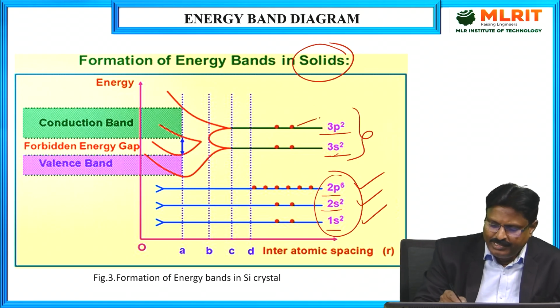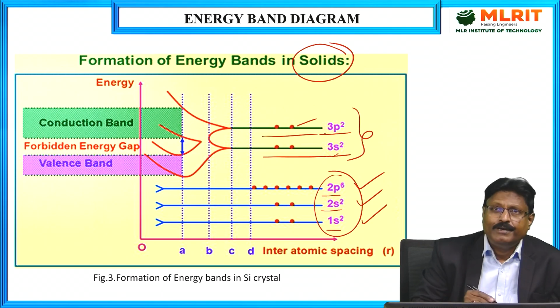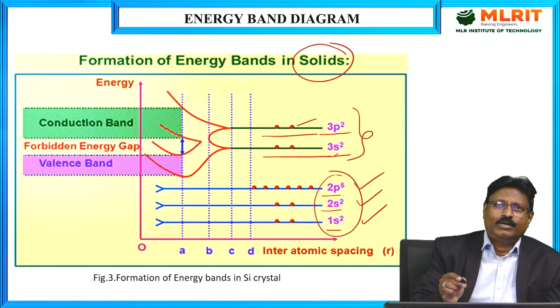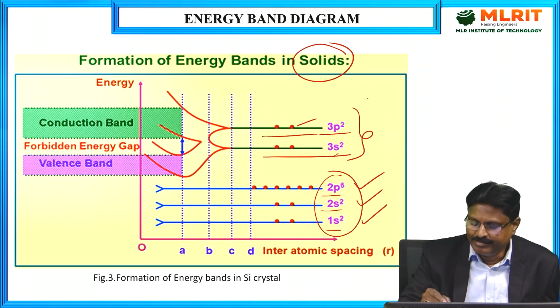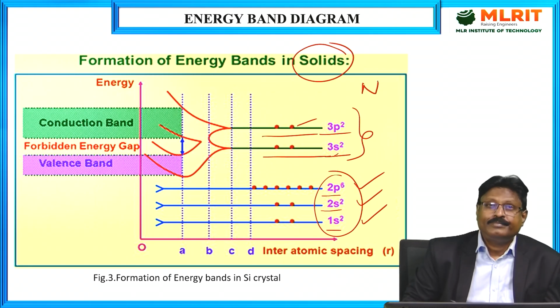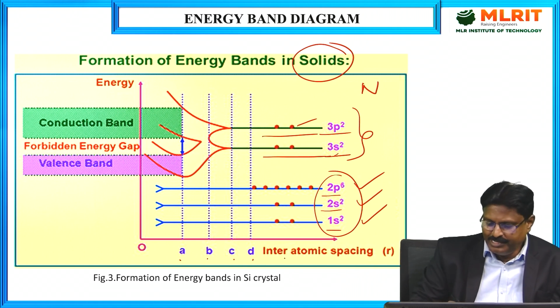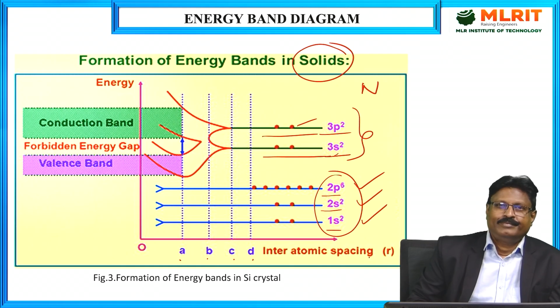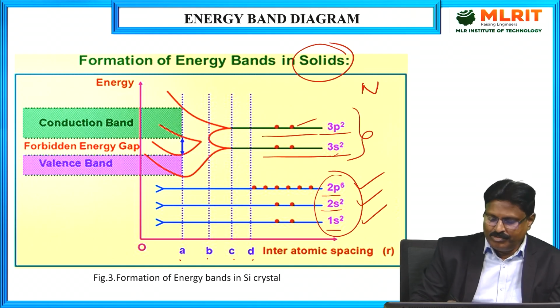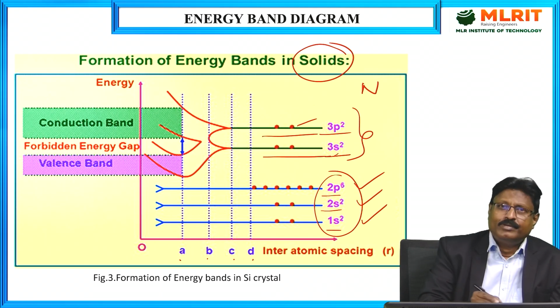At the beginning they will be at discrete levels. Assume that the total number of silicon atoms in the solid is N. Here, what are A, B, C, D? This axis, as I already said, is the interatomic spacing. Many atoms will be there inside the solid, so depending upon the spacing among them, some physical changes happen inside a solid.